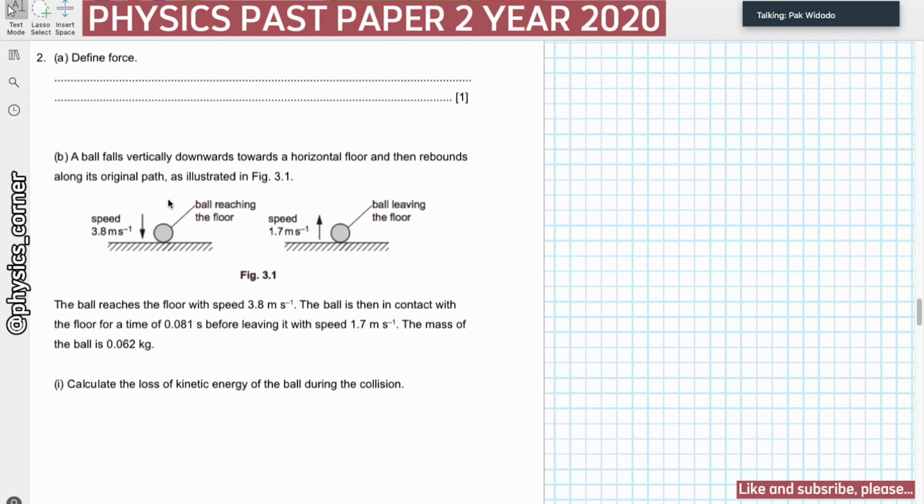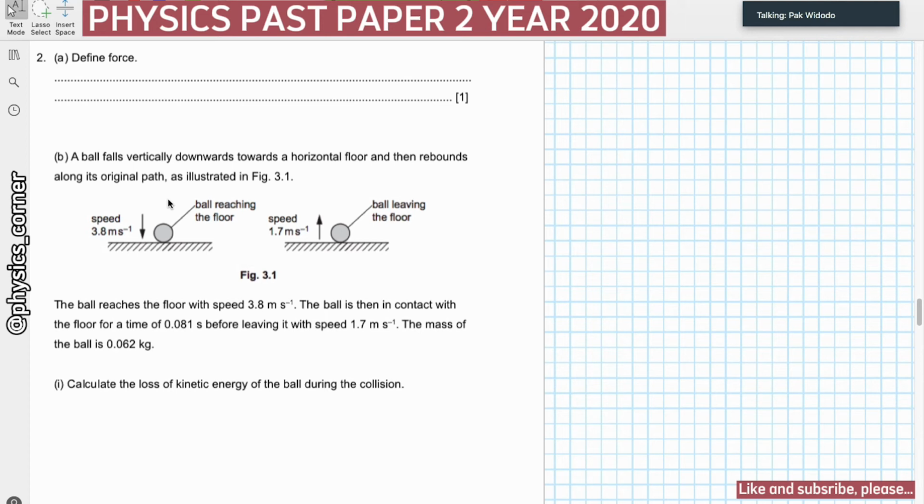Okay, as I mentioned before, the question is general, about motion and force. Now question 2 is: define force.